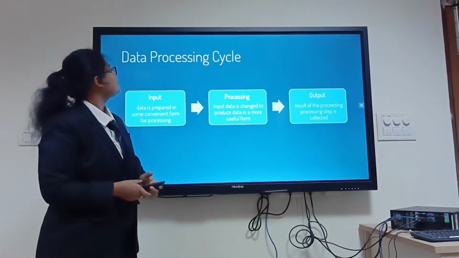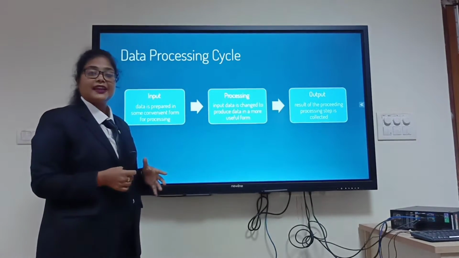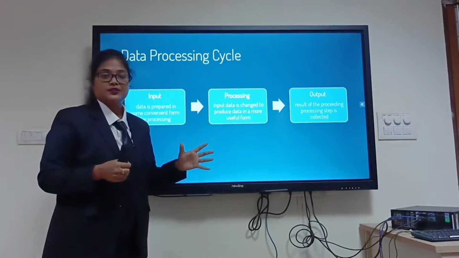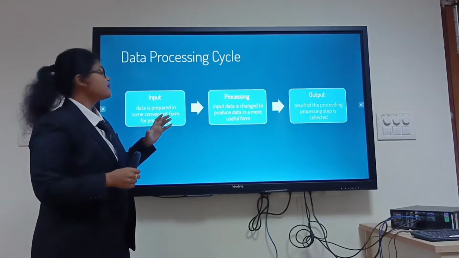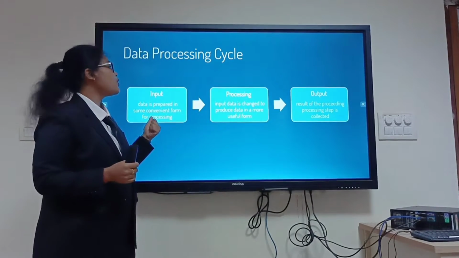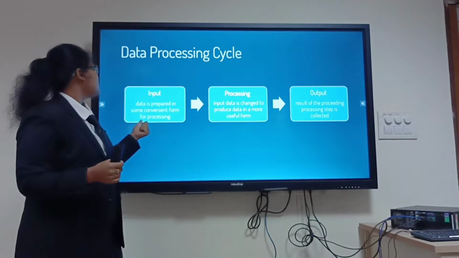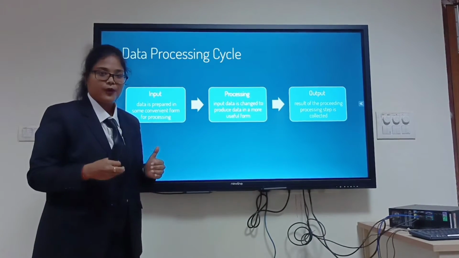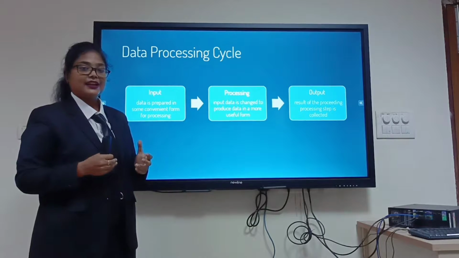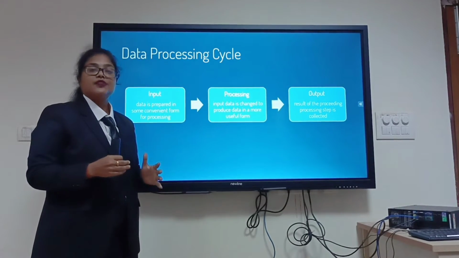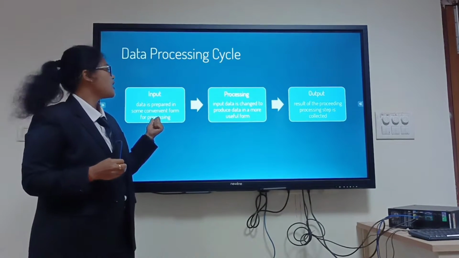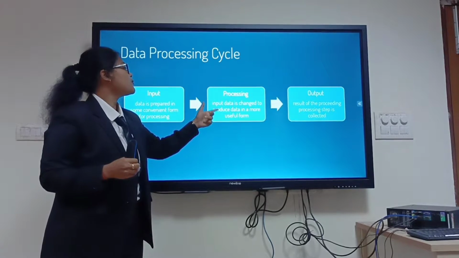Moving ahead, the data processing cycle. How the data is processed. So, the very basic thing is input, processing, then output. In input, data will be prepared in some convenient form. The data will be collected and prepared in some convenient form, that is called input. Then it will go to processing.